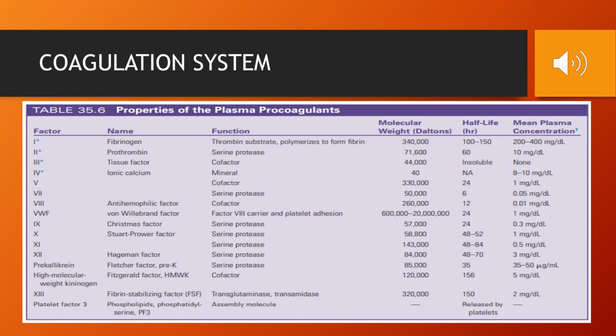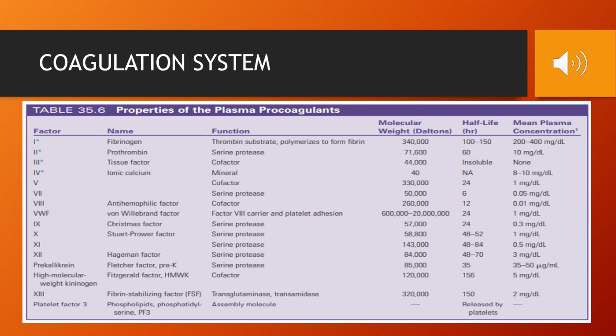So this table just shows the different factors, their names, their functions, molecular weight, half-life, and their mean plasma concentration. So this was formed in 1958 by the International Committee for the Standardization of the Nomenclature of the Blood Clotting Factors, and they were officially named the plasma procoagulants using Roman numerals. And this is in order of their initial description or discovery. So it's important to note that when a procoagulant becomes activated, a lowercase a appears behind the numeral.